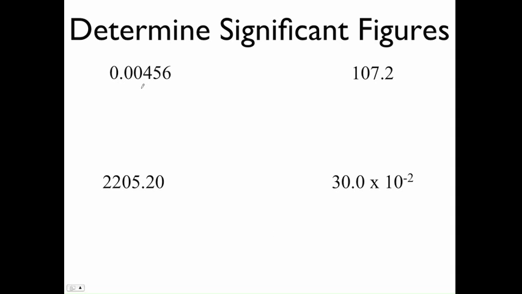Okay, so let's determine significant figures. We have 3 zeros here. These are placeholder zeros, so they are not significant. So you have 3 sig figs. See, scientists are lazy. We shorten everything. Here you've got a 0 in the middle. That 0 is important. It is significant. And so you have 4 significant figures.